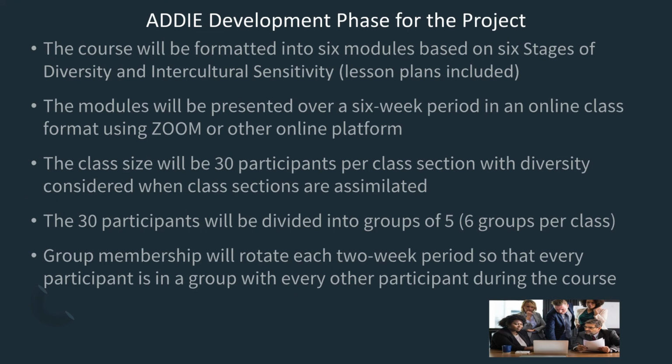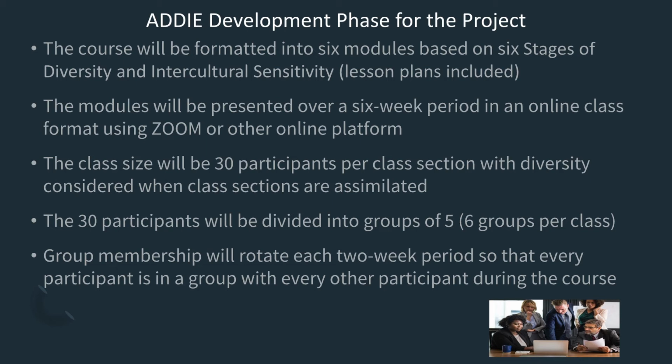In the development stage, there will be 6 modules on the 6 stages of diversity and intercultural sensitivity, including lesson plans. There will actually be 7 classes, but 6 of them will focus on the stages of diversity and intercultural sensitivity. The modules will be presented over a 6-week period in an online class format using Zoom or some other appropriate online platform. The class size will be 30 participants, and we'll consider diversity when we assimilate class sections to have as wide a representation of diversity in each class as we can.